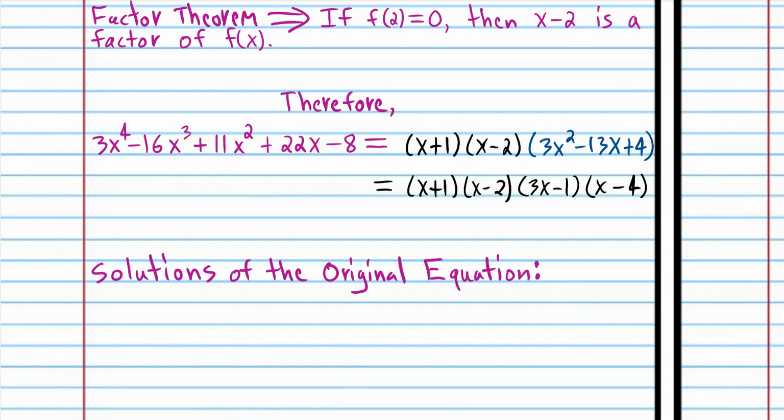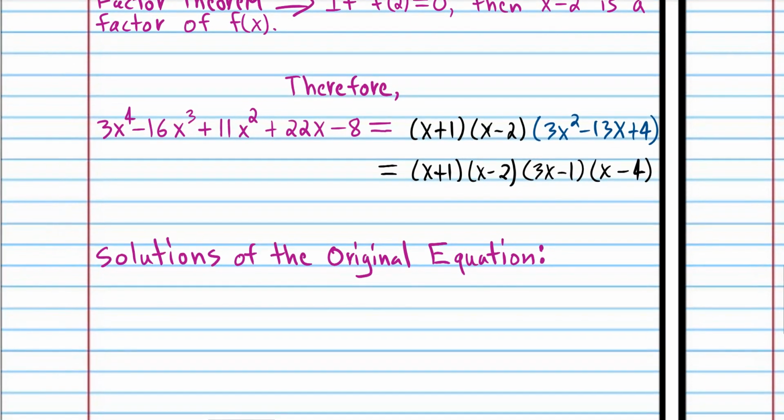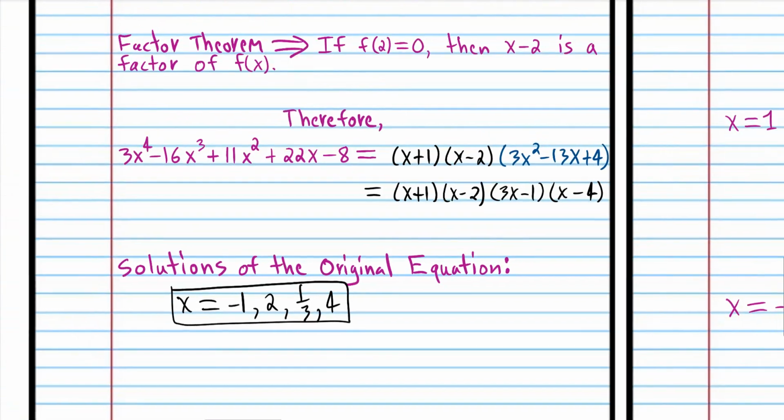So what does this tell us? It tells us that our solutions are x is equal to negative 1. That's the x plus 1 factor. 2, that's the x minus 2 factor. 1/3, that's this factor here. And 4. So that is the final answer to the problem. There was actually 4 solutions because, again, it's a degree 4 polynomial.